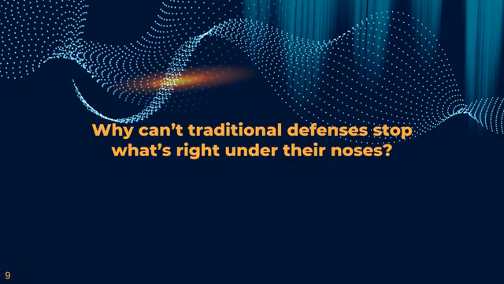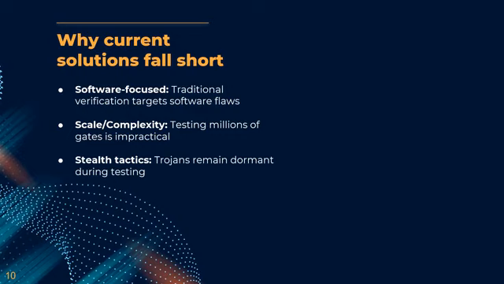Despite advances in cybersecurity, hardware Trojans continue to slip through unnoticed. The reason lies in the limitations of traditional defenses. They weren't built to deal with threats buried in the hardware itself. So, what exactly is stopping them from working? Why haven't traditional defenses solved this problem? The main issue is that these defenses focus on software flaws, not hardware.